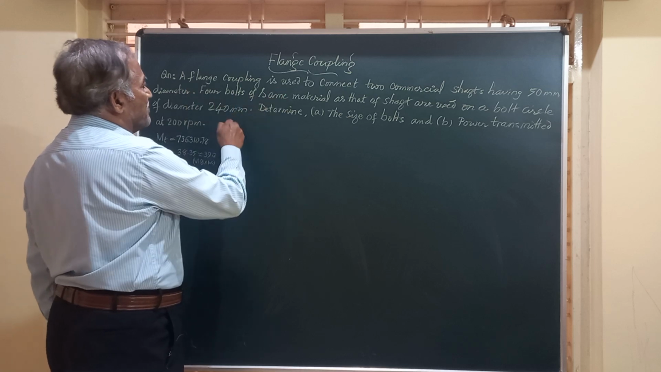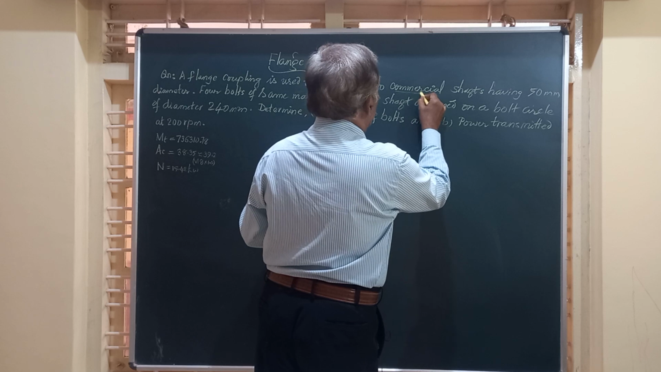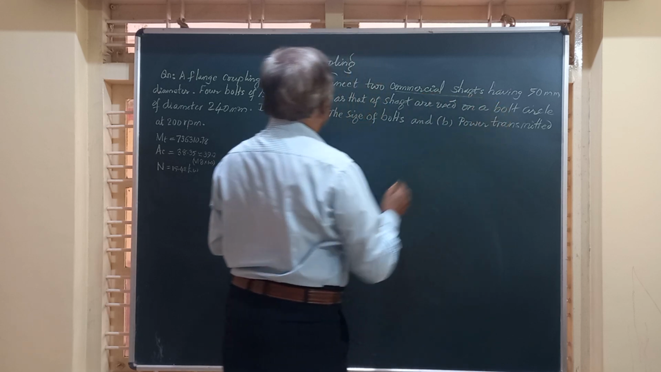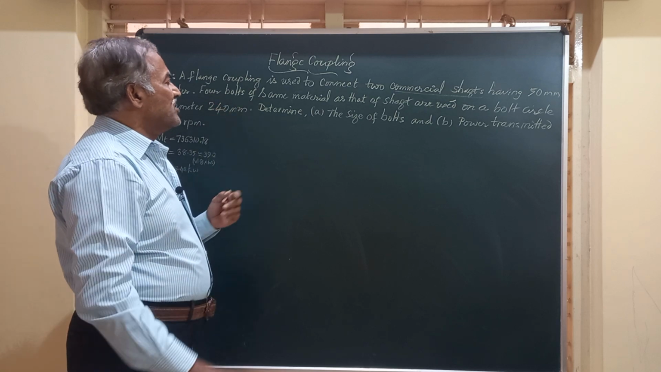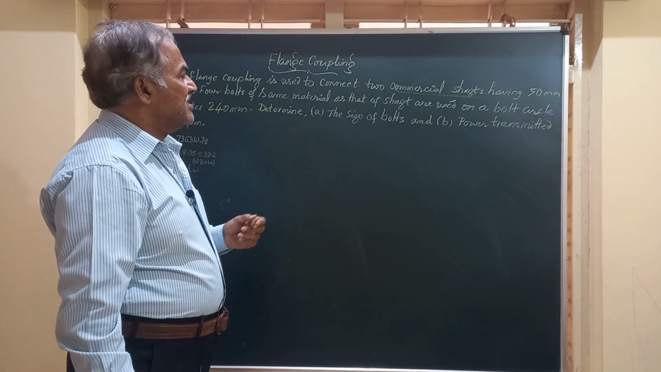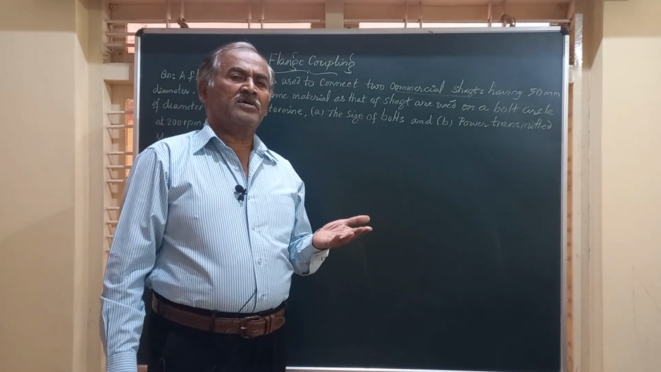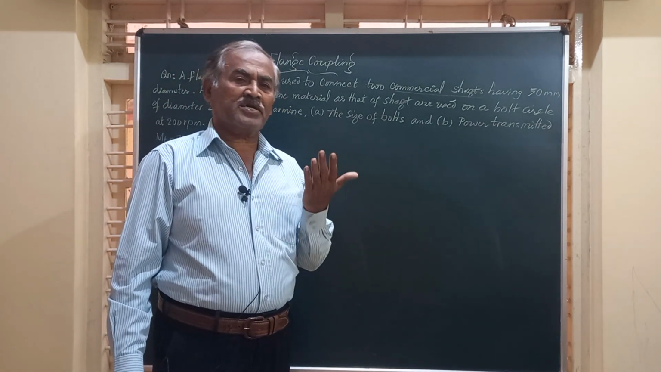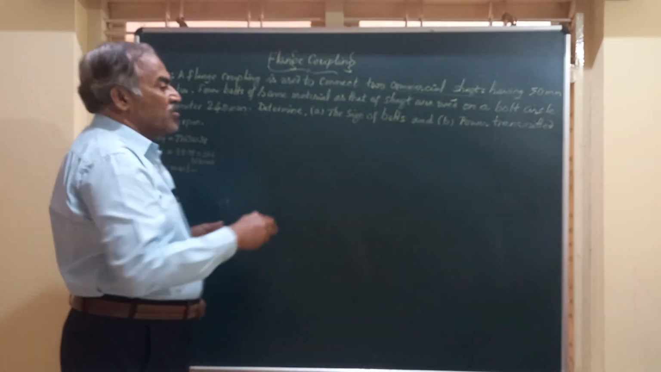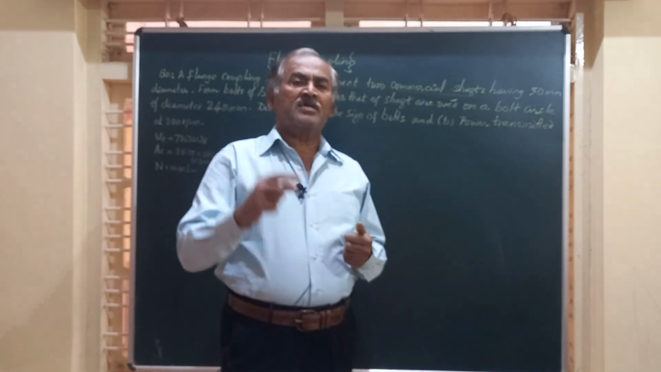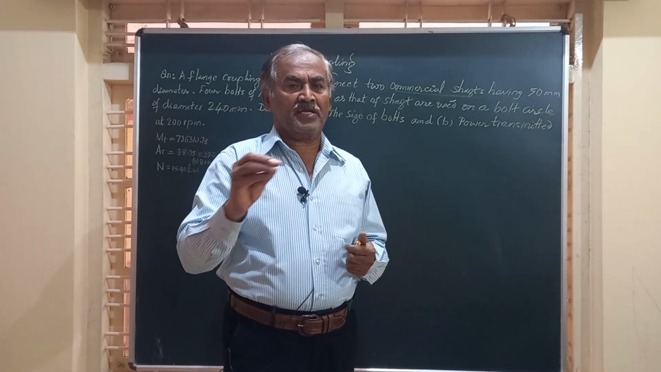There is a flange coupling used to connect two commercial shafts. I will tell the meaning of this. Having 50 diameter, there are four bolts of the same material as that of the shaft. That is, the shear stress for the shaft is equal to the shear stress for the key. They are the same value. And they have also given you the bolt circle diameter, that is the diameter of the circle where these bolts are located.